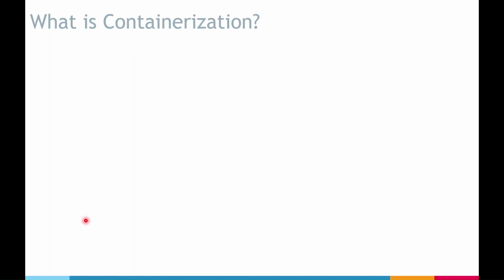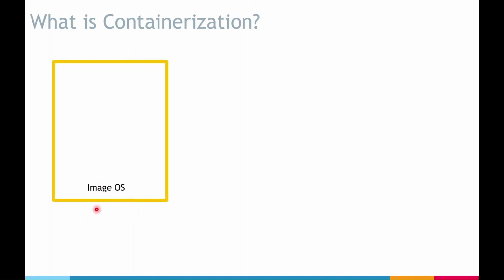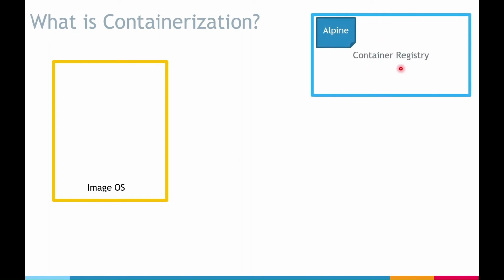Now let's delve a bit into the details of the image OS and how it eventually runs as a container. All the Docker images start with a base image, which are publicly available. These images can be retrieved from a public container registry. For example, Alpine is one such Docker image that has Linux OS with Java installed in it. Now, be aware that these images won't have any kernel.